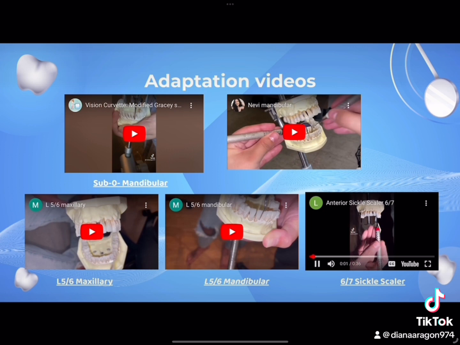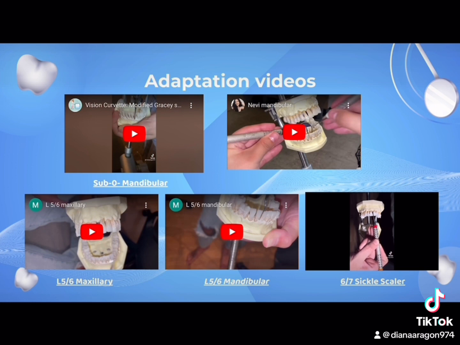For the anterior incisors, we do use the 6/7 sickle scaler. This has 2 cutting edges on a straight blade which end in a sharp point. To remove the calculus, you want to adapt the lower third of the cutting edge against the tooth under the deposit. Tilt the facial surface of the blade toward the tooth to achieve an approximate 80 to 90 degree angle between the tooth and the blade. You want to apply lateral pressure against the tooth and pull the scaler firmly upward to dislodge the deposit.